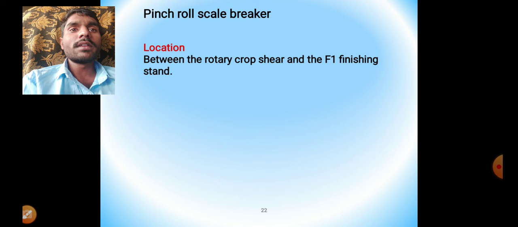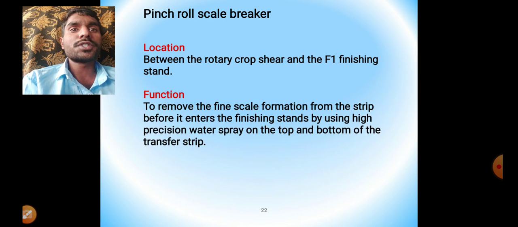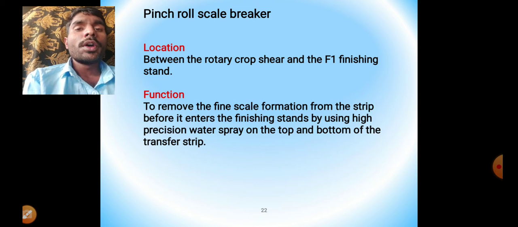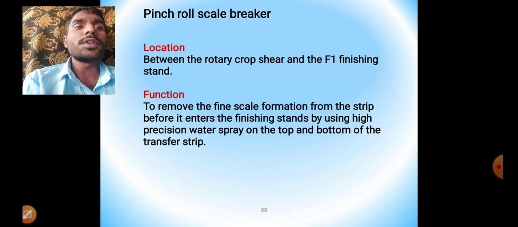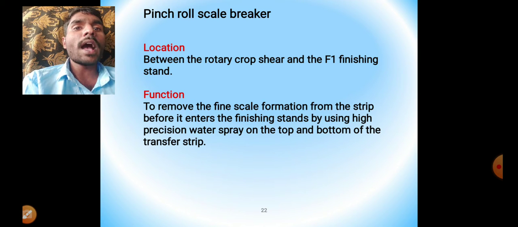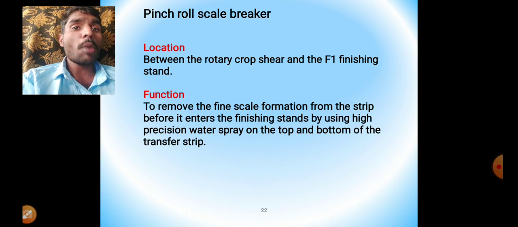The pinch roll and scale breaker are located between the rotary crop shear and the FM stand. Their function is to remove the fine scale formations from the strip before entering the finishing stand by using high pressure water spray on the top and bottom of the strip.